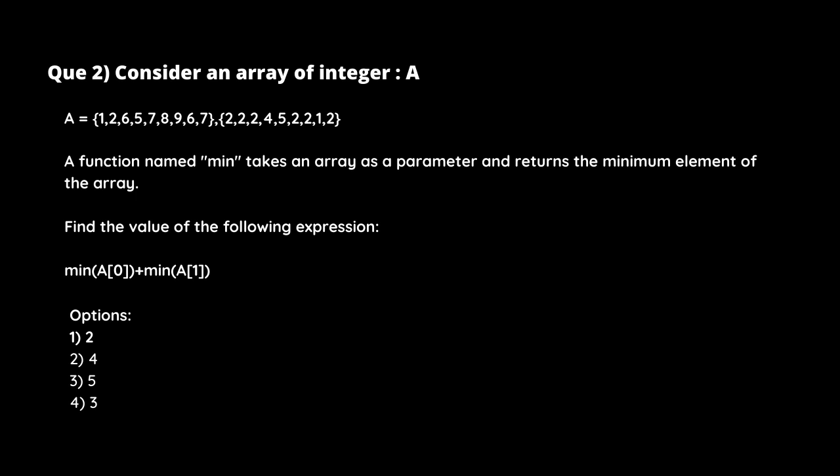Now let's move to the next question. So the next question is, consider an array of integers which is A. So an array is given here. Now a function named min takes an array as a parameter and returns the minimum element of the array. So find the value of the following expression. The expression given is min A of 0 plus min A of 1. So you will have to find the value of this particular expression.